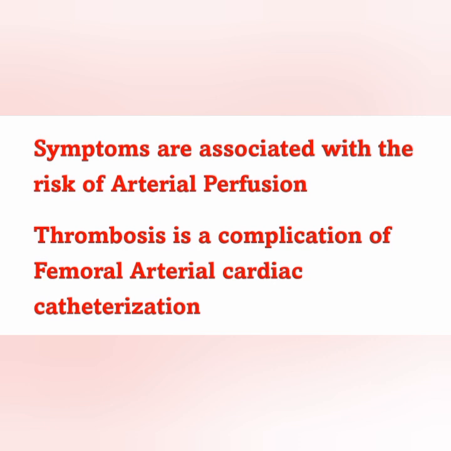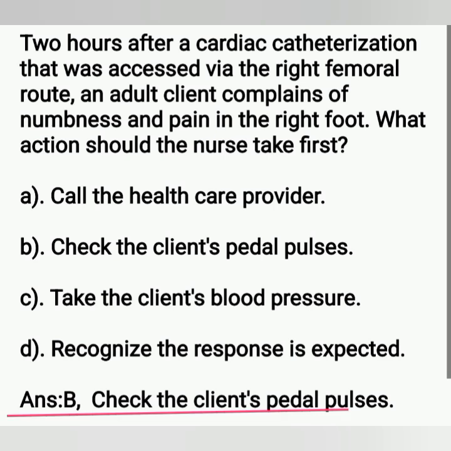And thrombus is a complication of femoral arterial cardiac catheterization. So we must expect an absence of pedal pulse in the extremity, especially below the entry site of the cardiac catheterization. So here the correct answer will come: check the client's pedal pulse. Option B is the correct answer.